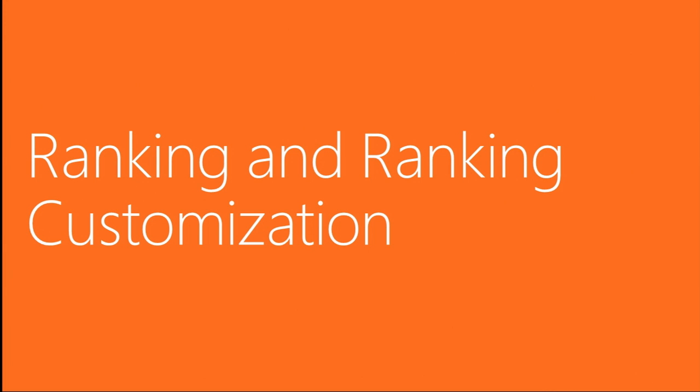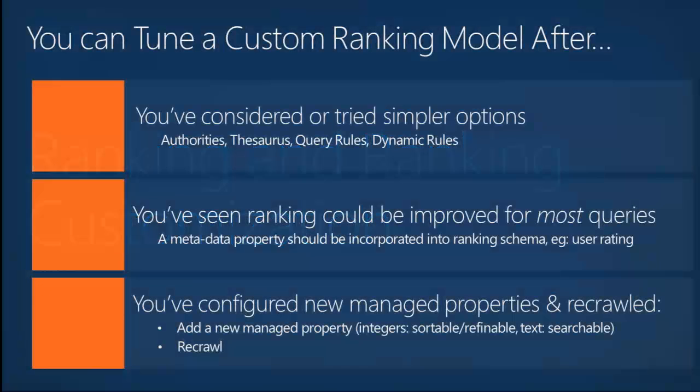There are times when you do want to actually play with the way the system ranks. Before you start to do this, you should have tried out and ruled out simpler options. For example, authorities, query rules, dynamic rules. You should also have a pretty good idea of what's lacking in search. Because when you change a ranking model or provide a ranking model, it's going to be applied to every single query.